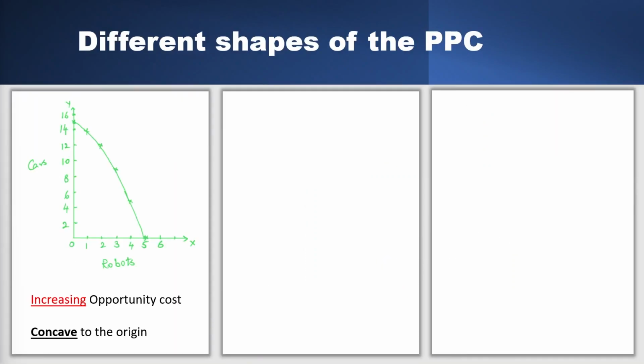There are 3 possible shapes of production possibility curves. Usually we find a PPC curve which is concave to the origin, as we have seen in our example of robots and cars. If you notice carefully, the shape is concave. Concave shape shows increasing opportunity cost.